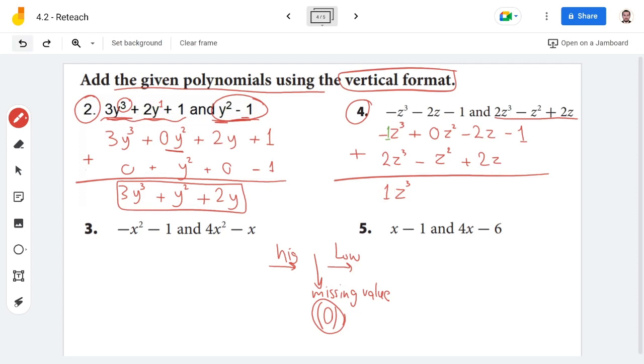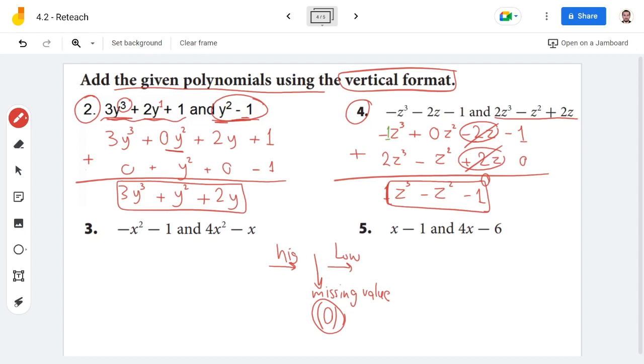Then 0 minus z squared, so minus z squared plus 2z squared. Then minus 2z plus 2z, so it's equal to plus 0z. We don't have to write 0, so you can just cancel them, because both of them are 0. Then here, negative 1 plus 0 is negative 1. So my answer here is z cubed, you can write 1 or not, so z cubed minus z squared minus 1.